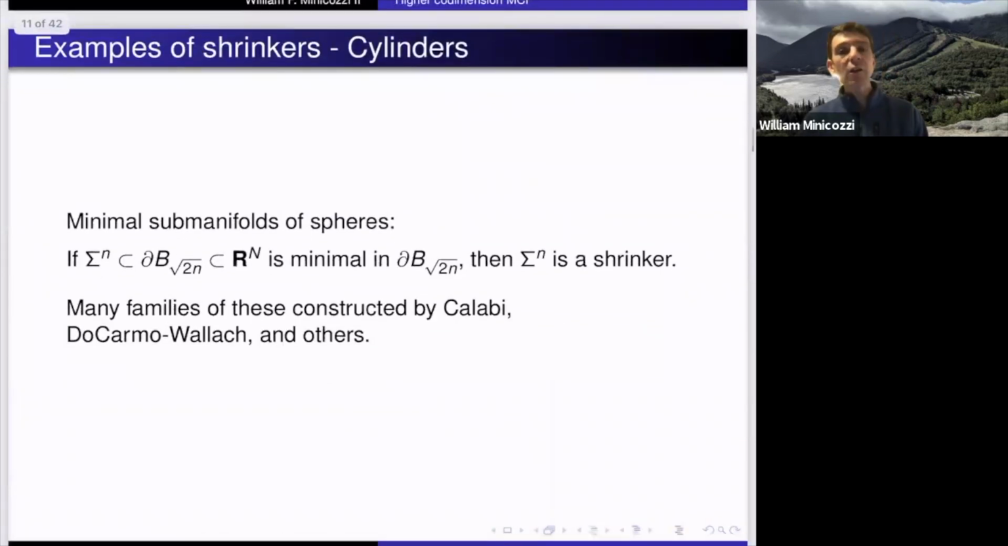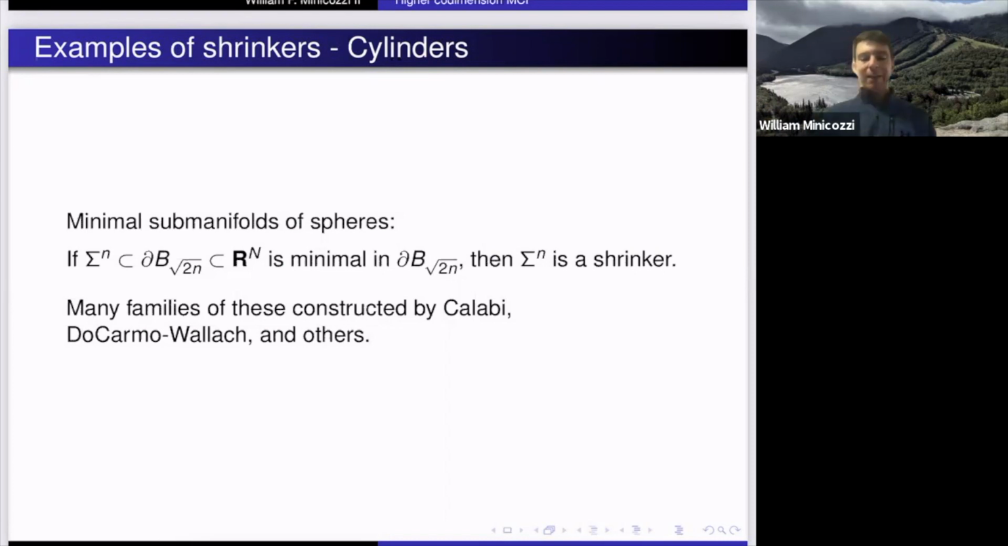Okay, there's a second large class of examples of shrinkers, and this only occurs in higher codimension. And this is if you have any minimal submanifold in a sphere, it gives you a shrinker. And the idea here is that the sphere itself, if it was moving by mean curvature, it would shrink self-similarly. If you have something that's minimal in there, its mean curvature vector is equal to that of the sphere. That's what makes it minimal. And so it just goes along for the ride.